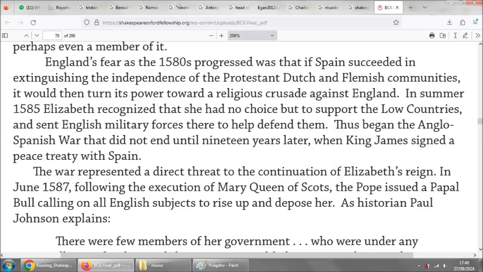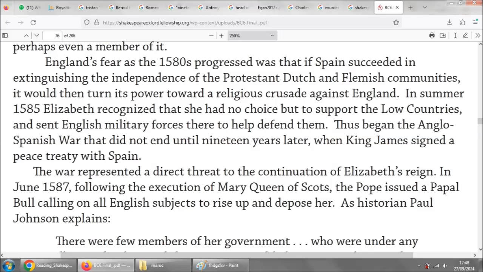Thus began the Anglo-Spanish War that did not end until 19 years later, when King James signed a peace treaty with Spain. How very lucky that during Shakespeare's life, England was at war with Spain for 19 years. And what was this war about anyway? A bit more to do with Elizabeth. Go to the next paragraph.